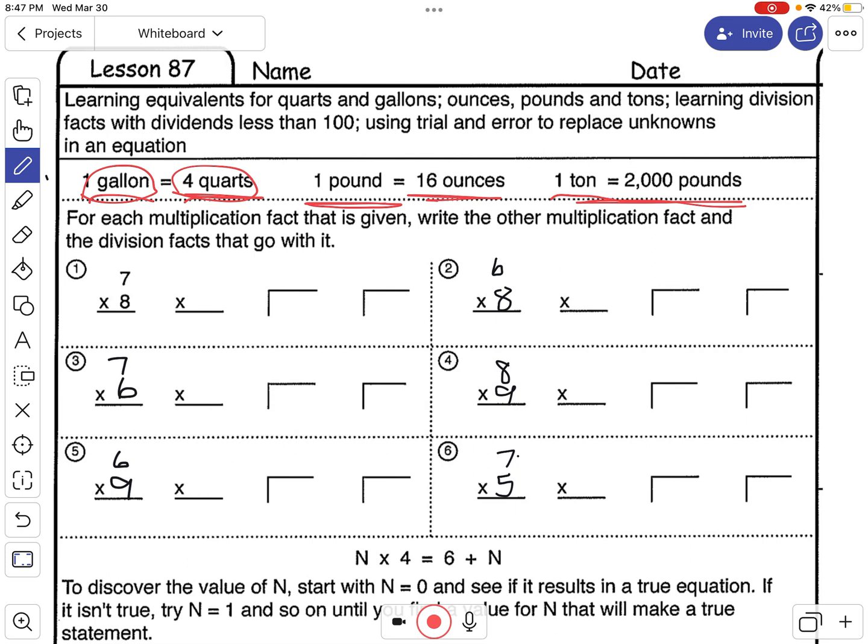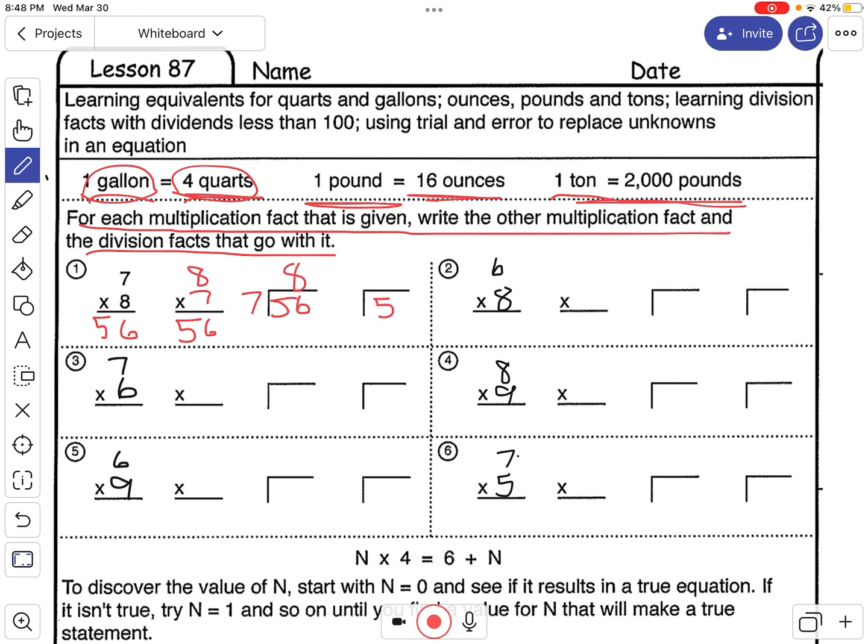All right, now we're moving down. For each multiplication fact that is given, write another multiplication fact and the division facts that go with it. We're going to make a family of facts. 7 times 8 is 56. Write that in on your paper. We switch the order. 8 times 7, which is 56. Then we make 2 division problems using those same 3 numbers. 56 divided by 7 is 8.